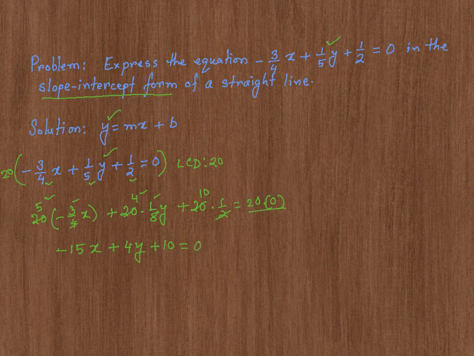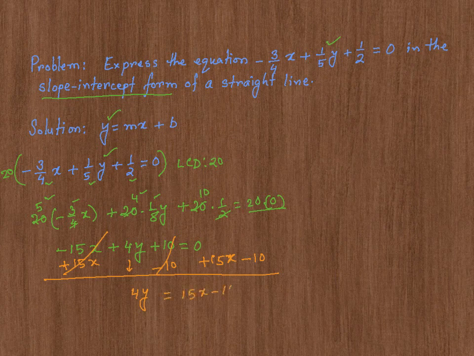Now I am going to add 15x to both sides of this equation. Why do I do that? Because I'm solving for y. Then I'm going to subtract 10 from both sides. That gives me on the left hand side just 4y, because negative 15x and positive 15x cancel out, and negative 10 and positive 10 cancel out, and on the right hand side I have 15x minus 10.